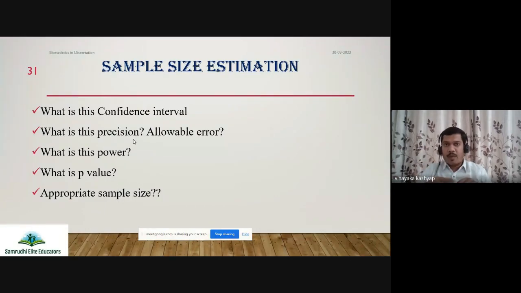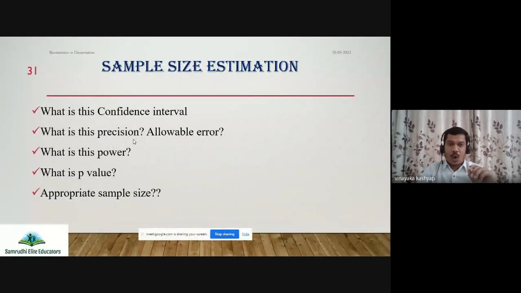Then what is the p value? This is one of the most haunted things, the p value. Most of the students come to us and say, sir, I want p value significance. Sir, my guide is asking for p value significance. Sir, I want to show this parameter as significant. So what is this p value? I will tell you later. So what is the appropriate sample size? If the sample size is less, you don't get a proper answer. If the sample size is more, you are going to waste resources.